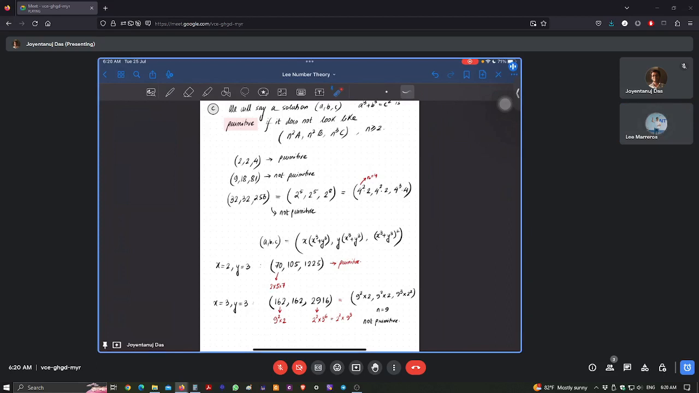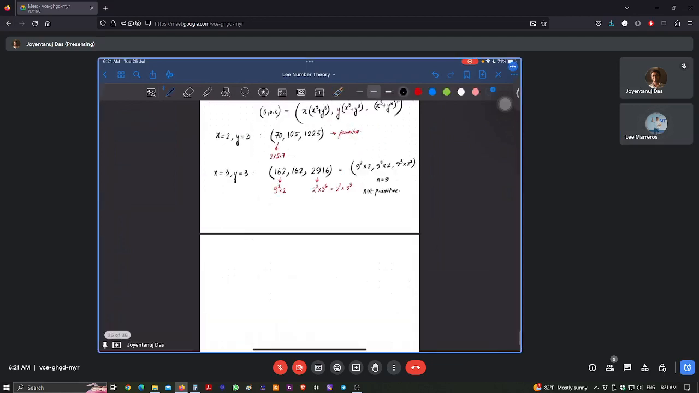So next what they're saying is that you can see that 2, 2, 4 is a primitive solution, right? So 2, 2, 4 is a primitive solution, but 32, 32, 256 is not primitive, right? We also saw that 162, 162, and 2916 is not primitive. So part D they are asking is, find all primitive solutions where the first two components are equal.